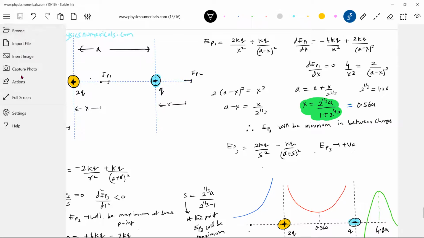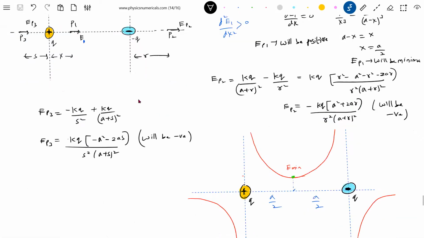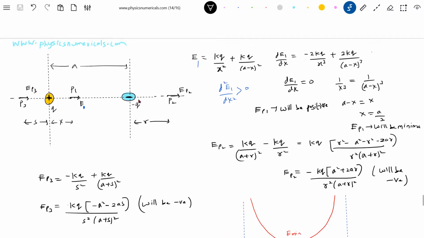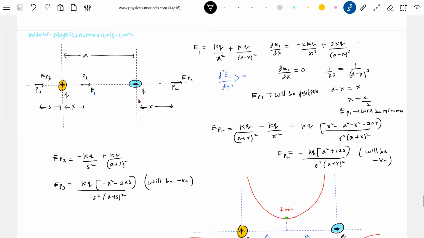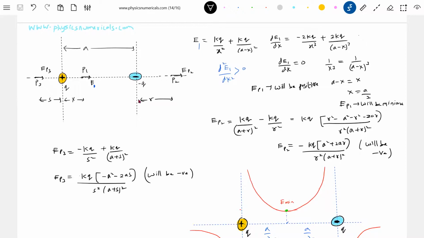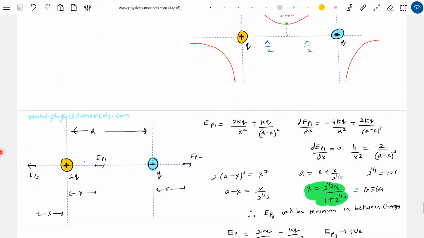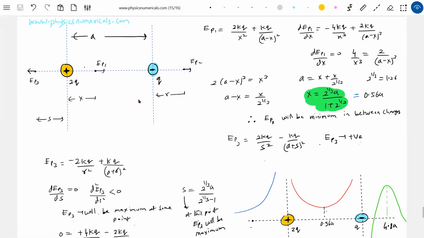Okay, now we'll have one more problem. This is about the variation of electric field strength. We have a positive point charge with magnitude 2q and a negative point charge with magnitude minus q. I'm asking you to plot the variation of the electric field strength in the regions 1, 2, and 3.